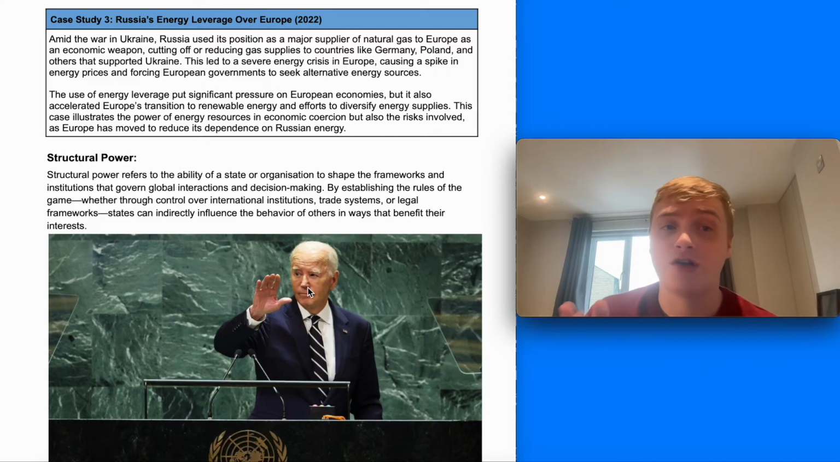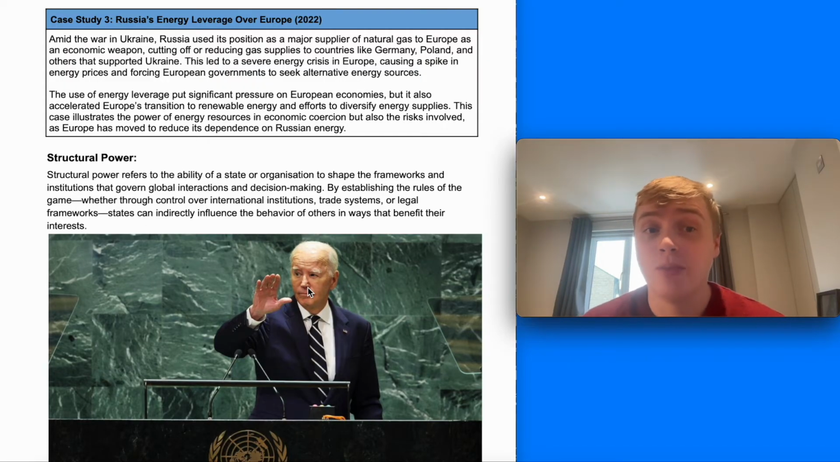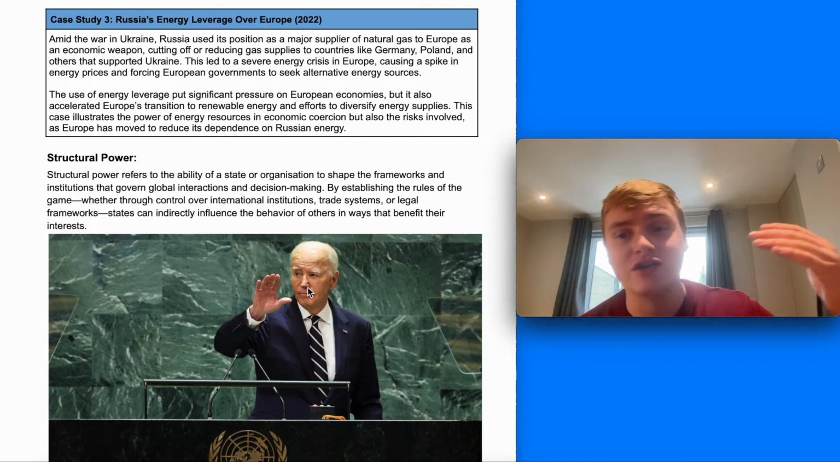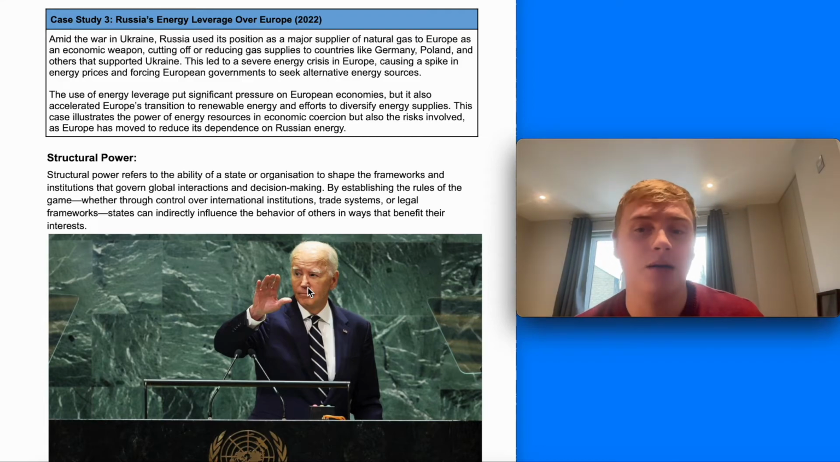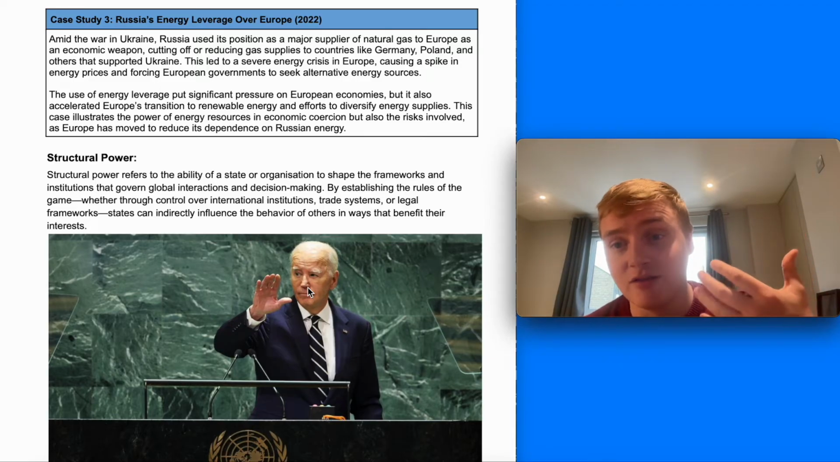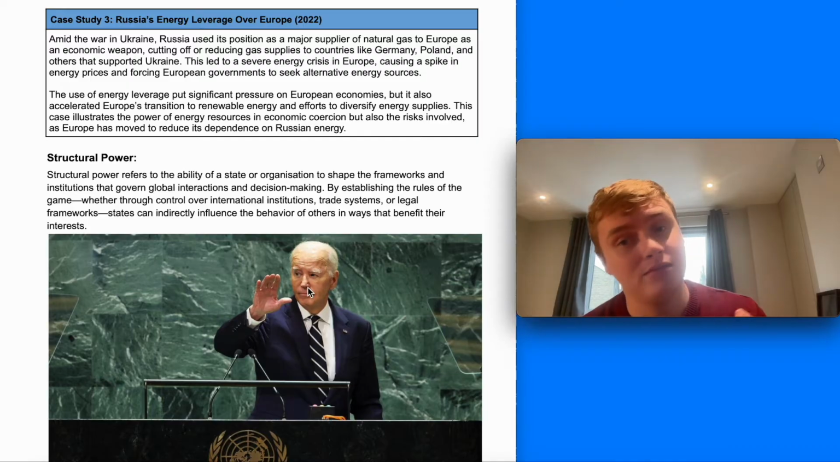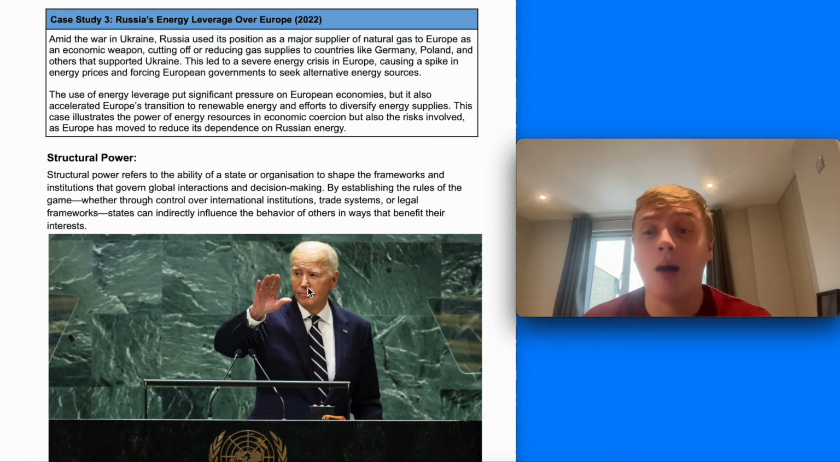When Russia invaded Ukraine and the European Union placed significant sanctions on Russia, as we just spoke about, Russia responded by cutting off gas supplies to countries like Germany, which hugely increased gas prices, increased therefore prices for consumers, and that really went to the governments as well across Europe, including in the UK, contributing to the unpopularity of these governments. And that shows how they could use their economic leverage to put significant pressure on European economies.